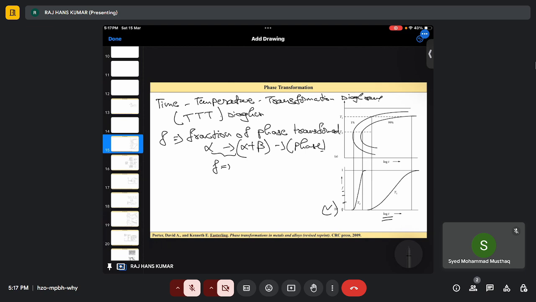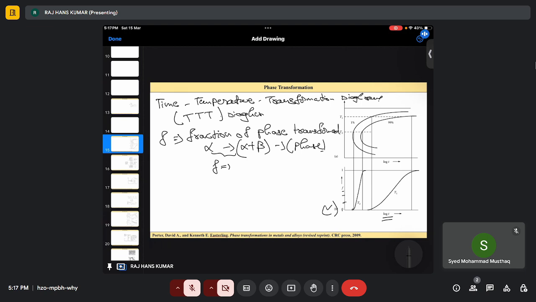So log T, because the time can be varied. For example, if I'm talking about low nucleation rate and high growth rate, it takes a large amount of time because the grains need to grow and cover the whole specimen, right? The whole face needs to transform to alpha phase, right? So that is what happens here.